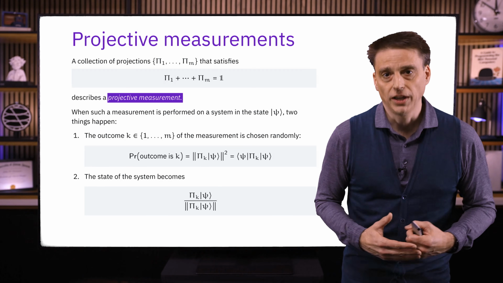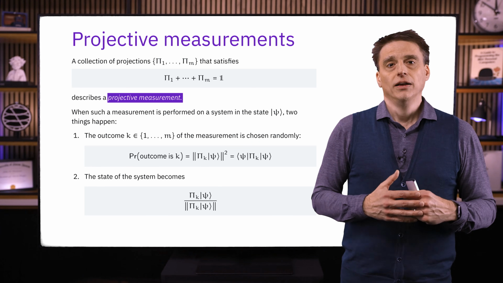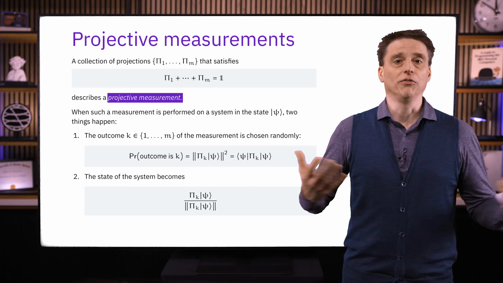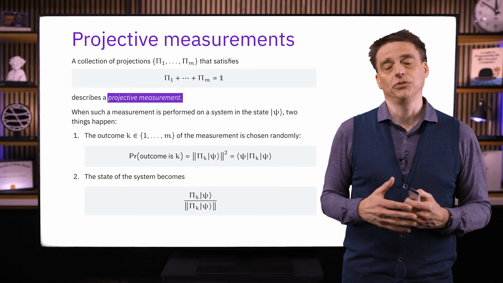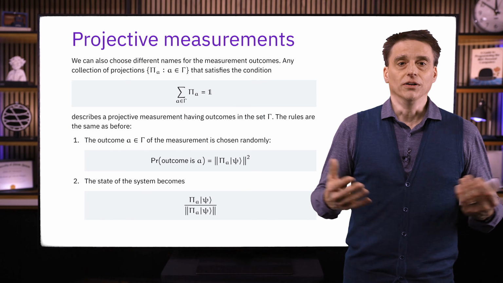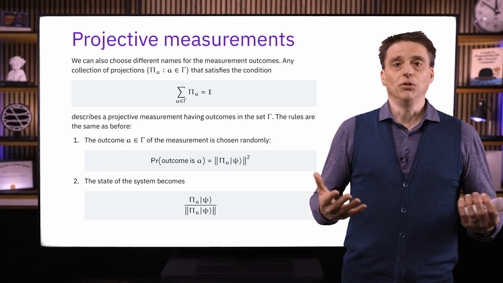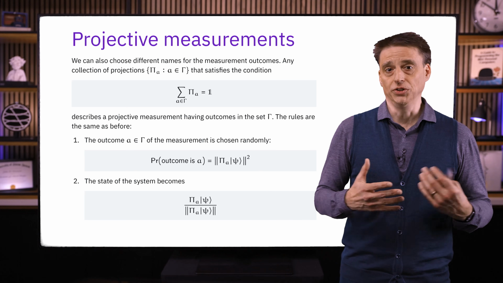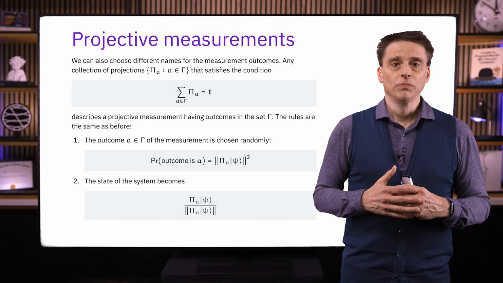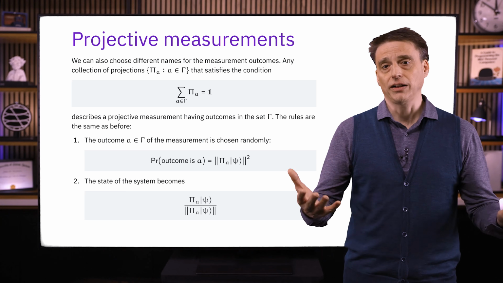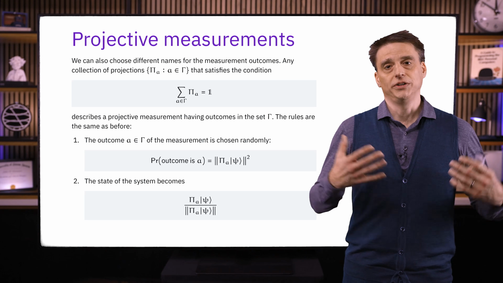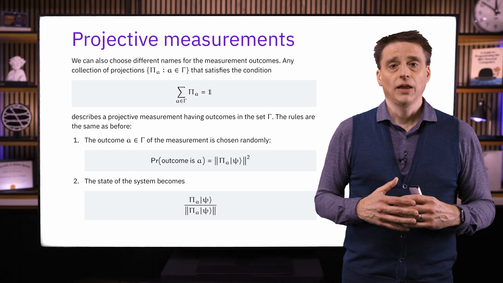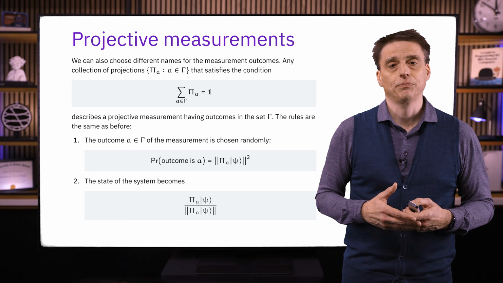We'll take a look at some examples in just a moment, but before we do that, let me mention that we don't actually need to number the possible outcomes from 1 to m. We can choose whatever names or symbols we want for the outcomes. In particular, if we have a collection of projections that are labeled with symbols from some set gamma, say, and they satisfy the same condition as before, which is that they sum to the identity matrix, then we have a projective measurement that works in exactly the same way as before. The only difference here is that we're allowing the measurement outcomes to be elements of this set gamma, as opposed to the integers from 1 to m.